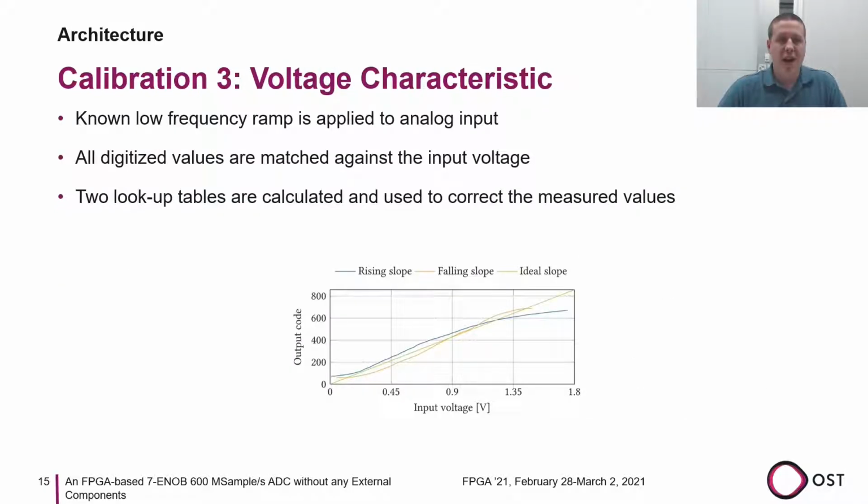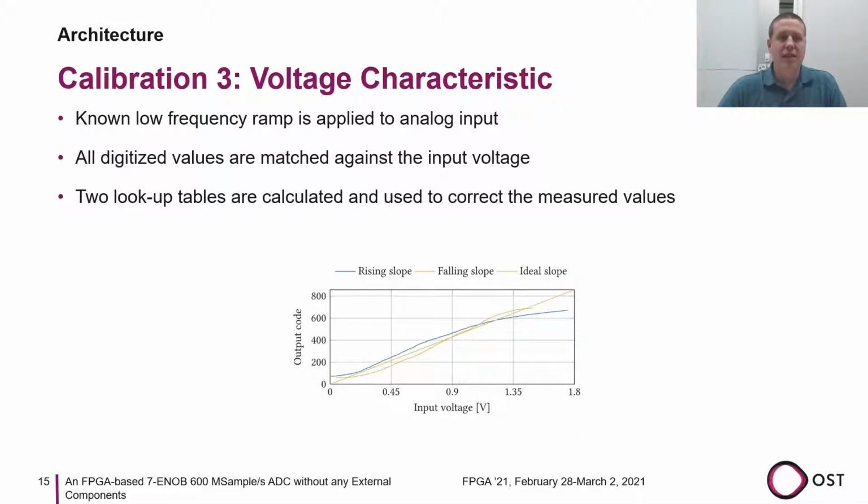The final calibration is the determination of the voltage characteristic of the generated slope and the LVDS comparator. The image shows a measurement of the falling and rising slope in orange and blue. In order to achieve accurate results, these slopes need to be corrected such that after correction they represent the green ideal slope.